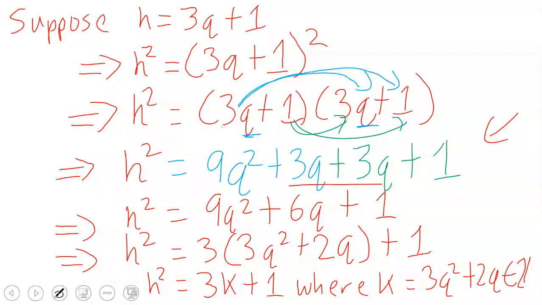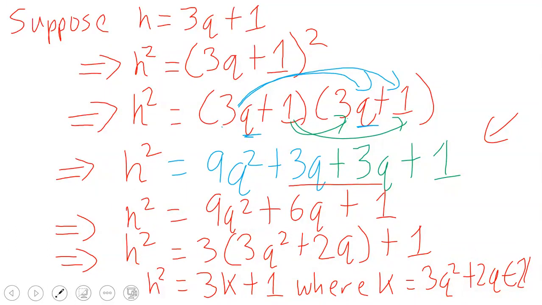Let me explain why it's an integer. 3 is an integer, so that's good. q is an integer, and if you square an integer, it's still an integer. So 3 and q squared are integers, and if you multiply integers, you still get an integer. So 3q squared is an integer. Now, 2 is an integer and q is an integer, and when you multiply integers, you still get an integer. So this is an integer and this is an integer, and when you add integers, it's still an integer. So this whole thing must be an integer.